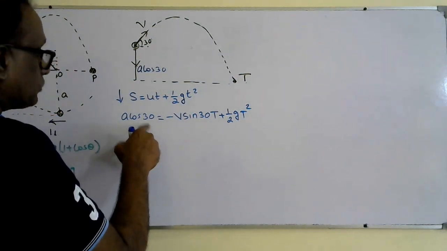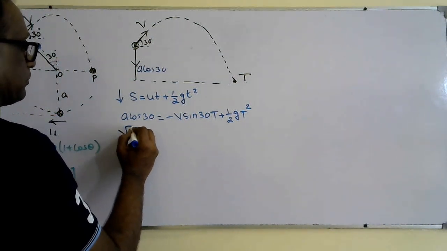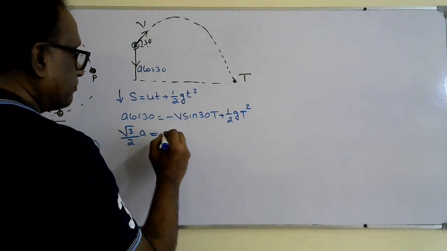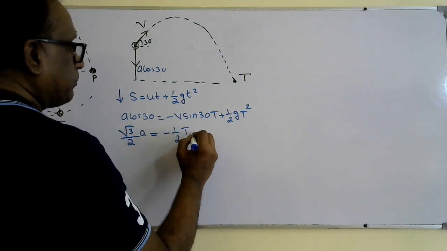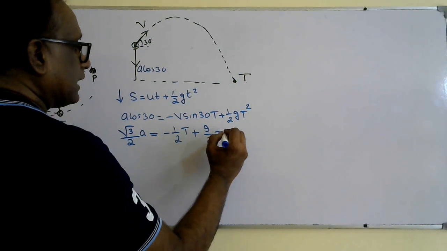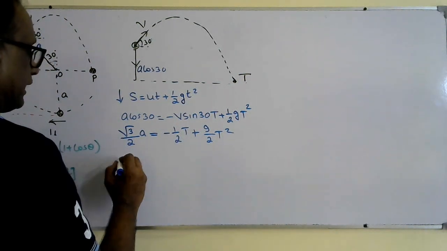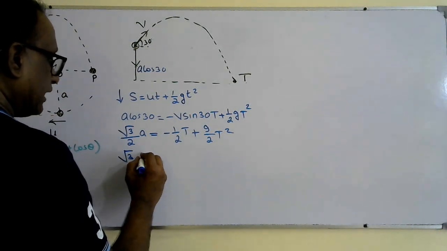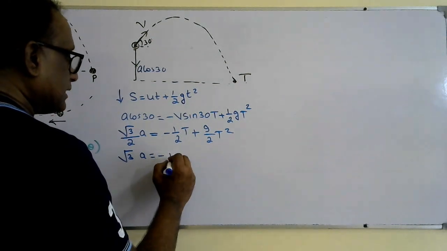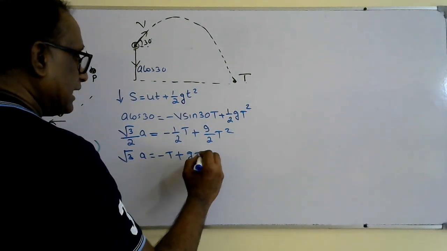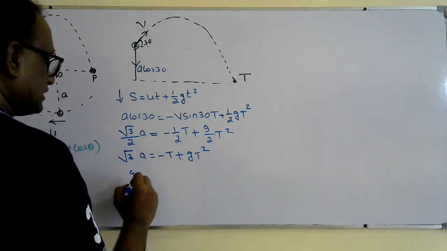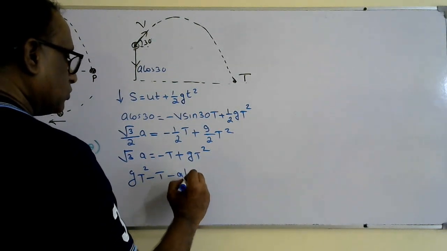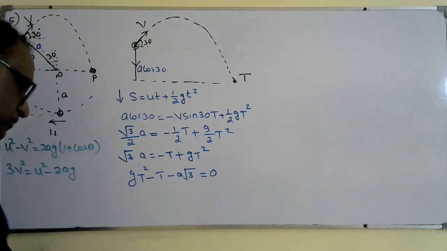Substitute: cos 30 is root 3 by 2, so root 3 by 2 A equals minus half T, since sine 30 is half, plus G by 2 T squared. Multiply the whole equation by 2, and you will get root 3 A, where A is outside the root 3, equal to minus T plus G T squared. So it's a quadratic equation in terms of T: G T squared minus T minus A root 3 equals 0.